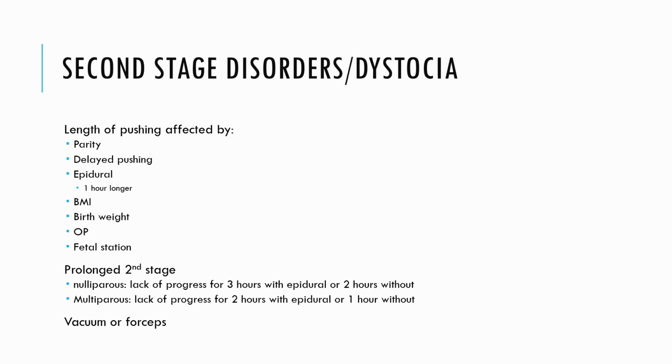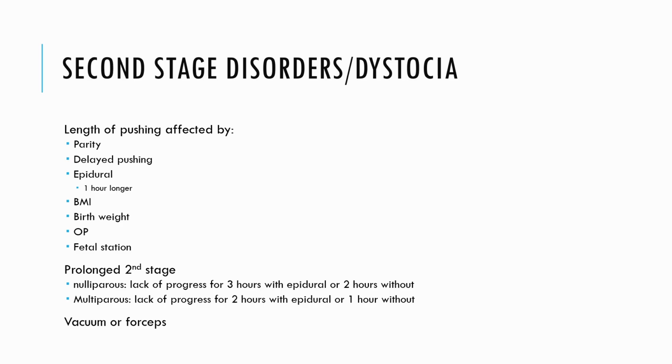A second stage of labor disorder, so we get to complete, it's time to push, okay, but now it's taking too long. It's a dystocia, okay, or labor isn't progressing like we want. So we can call this a prolonged second stage. This is where, for a first-time mom, it's diagnosed with a lack of progress for 3 hours of pushing with an epidural, or if she doesn't have an epidural, it would be 2 hours. And a mom who's had babies before, it would be diagnosed after she's been pushing for 2 hours with an epidural or 1 hour without.